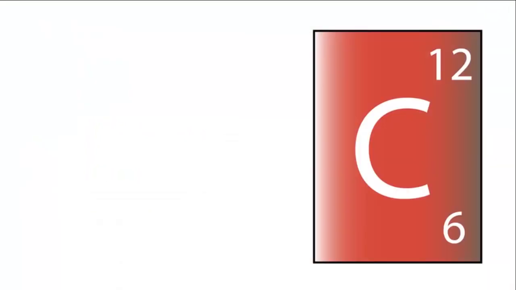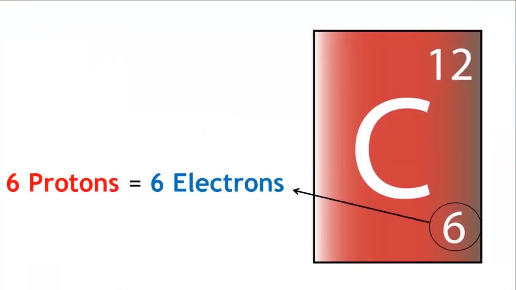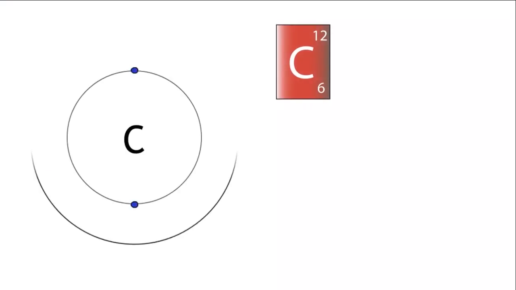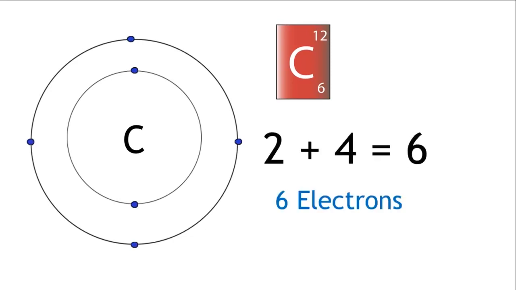Carbon has 6 protons, therefore it has 6 electrons. The first 2 electrons are placed in the first shell, and the next 4 are placed in the second shell. 2 plus 4, 6 electrons. This would be written as C 2,4.